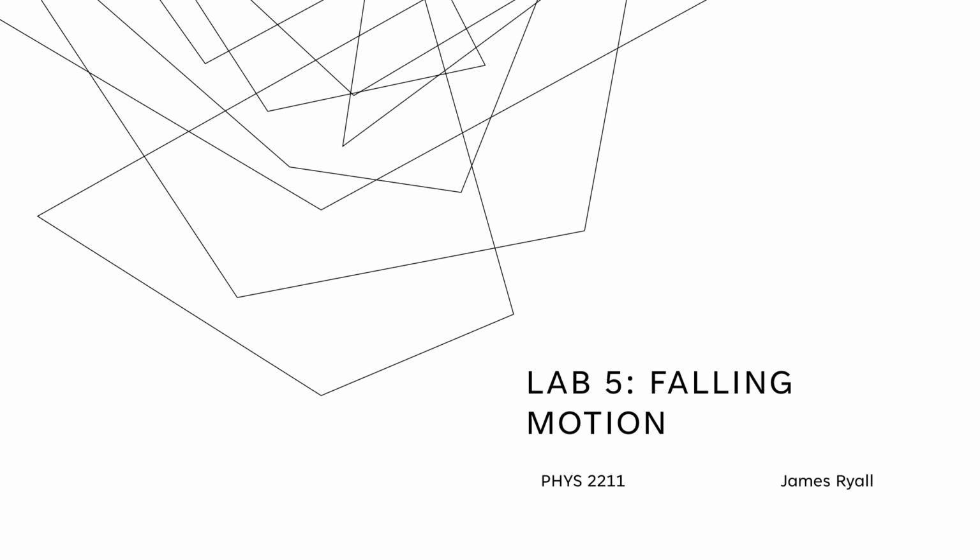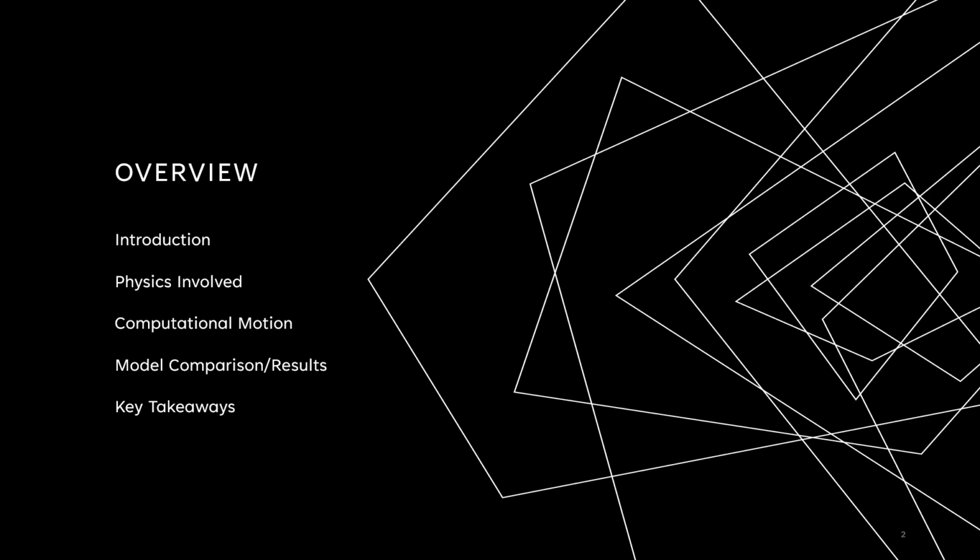This is Physics 2211 Lab 5, Falling Motion. Overview. First, we're going to get into a brief introduction, followed by the physics involved in this lab. Then we'll look at the computational motion produced for the three objects tested in this lab. And then we'll compare these models and we'll produce some results. And then we'll look at some key takeaways and determine some answers for that.